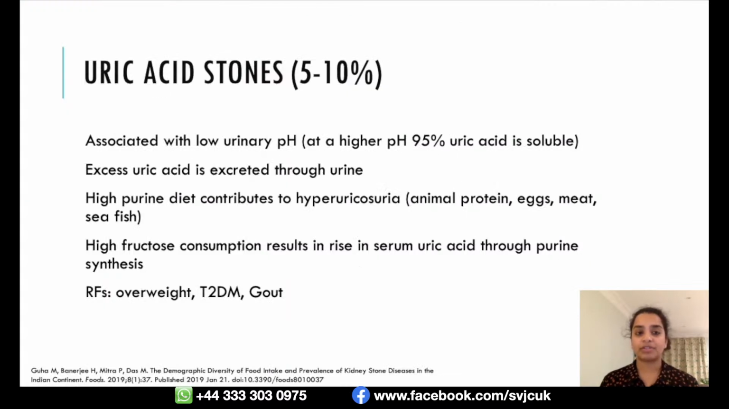Uric acid stones are much less common, affecting only 5 to 10% of people. They tend to be associated with low urinary pH and are caused by excess uric acid being excreted in the urine. These are associated generally with the person being overweight or having other metabolic conditions, including type 2 diabetes. And if you'll remember, uric acid stones are radiolucent on X-ray.